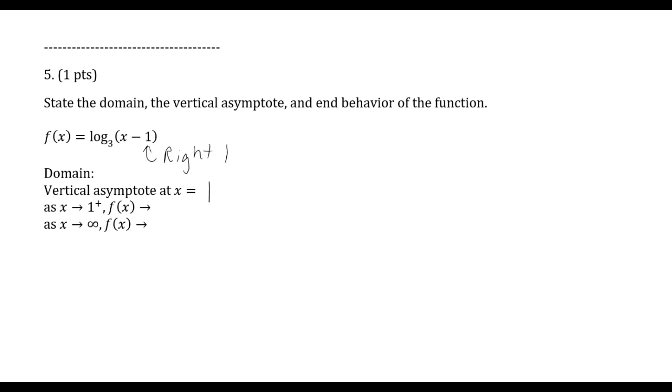Since our base is 3, we can assume that it has basically the same shape it normally does, but instead of approaching the y-axis as it's coming up, it's going to be approaching that line at x equal 1. Then it crosses through the x-axis there at x equal 2, and then it will keep going up. This is basically what it looks like.